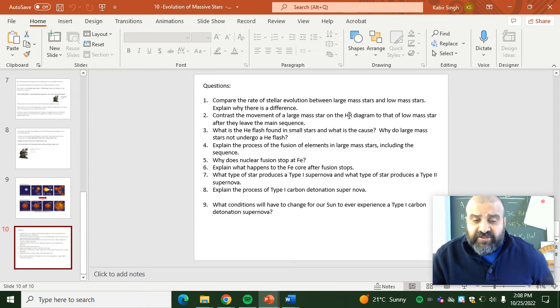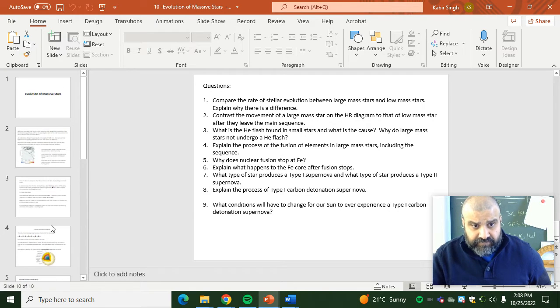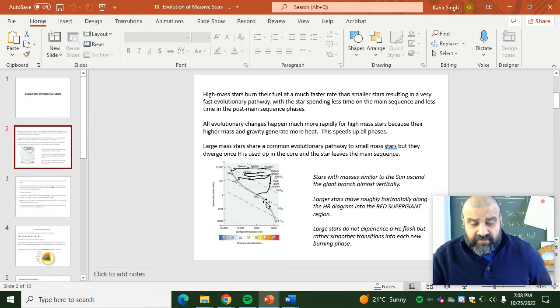Contrast the movement of a large mass star on the HR diagram to that of a low mass star after they leave the main sequence. It was in this diagram. Low mass stars ascend almost vertically into the red giant phase, whereas larger mass stars move more horizontally across the HR diagram. The large mass stars move horizontally. Small mass stars move up.